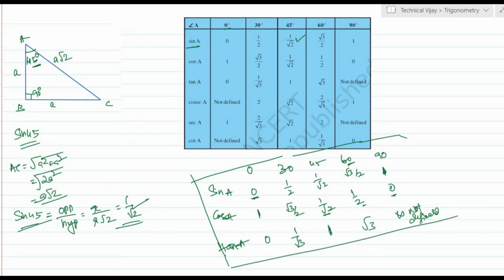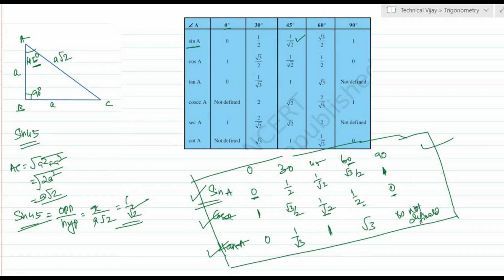If you remember this one, all the other ratios can be solved. For cosecant A, it is the reciprocal of sine. For secant, it is the reciprocal of cos. For cot, it is the reciprocal of tan.